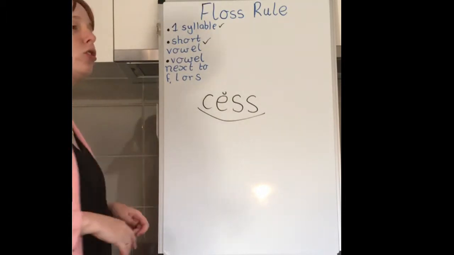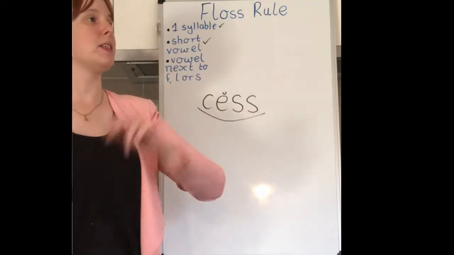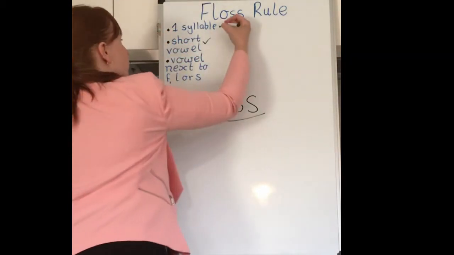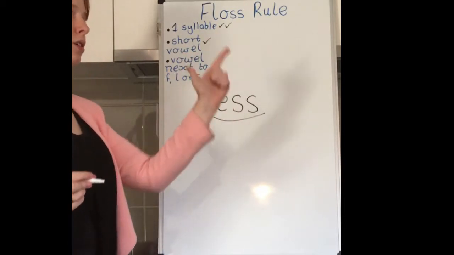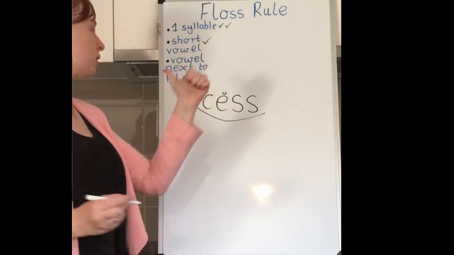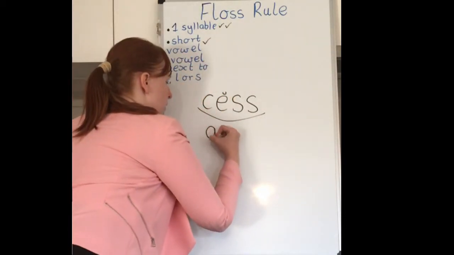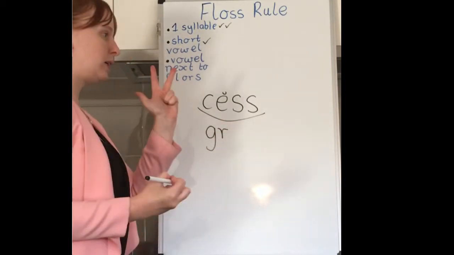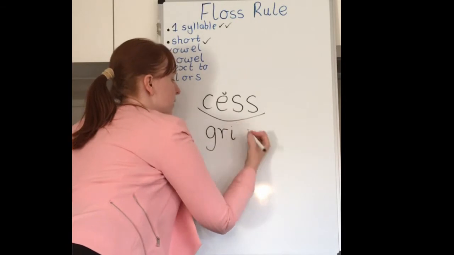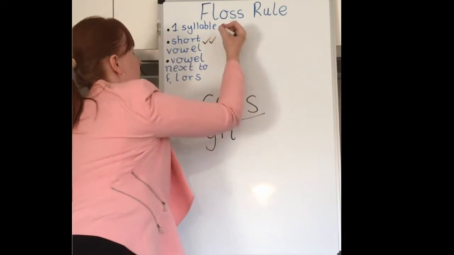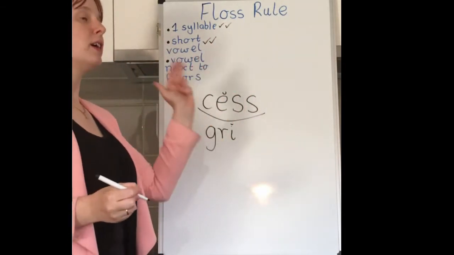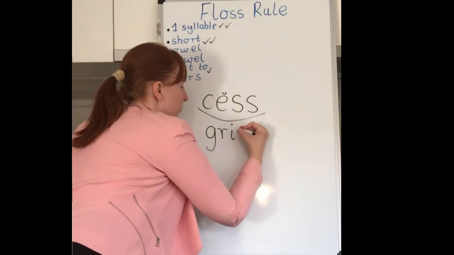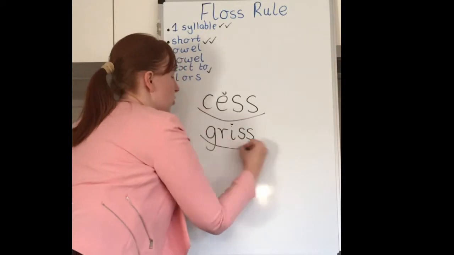The next one might be gris. The syllable gris. How many beats are in the word gris? One syllable. G-r-i-s. It's short. It's next to each other. I double it. Double S. Gris.